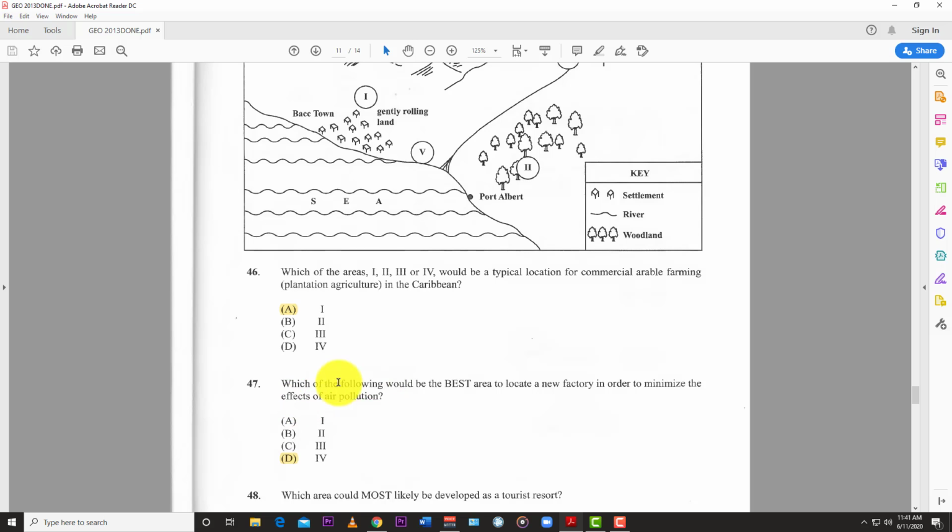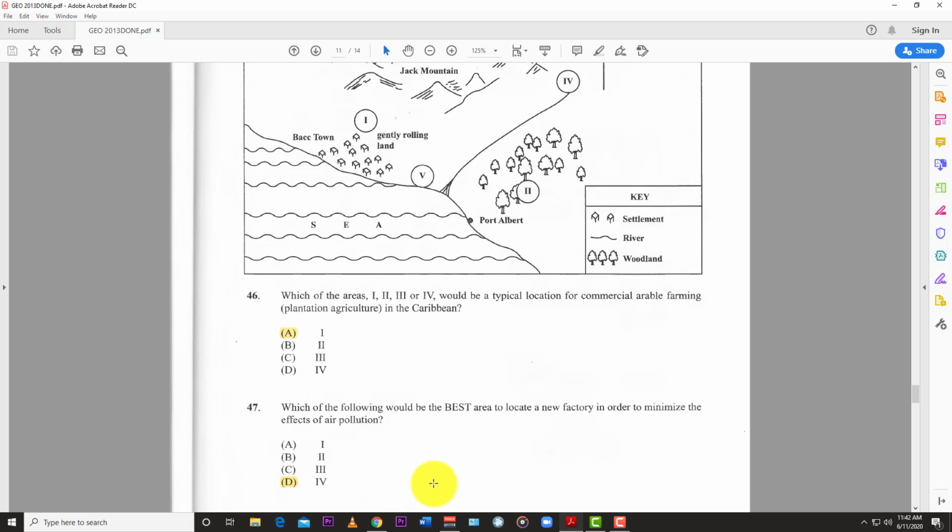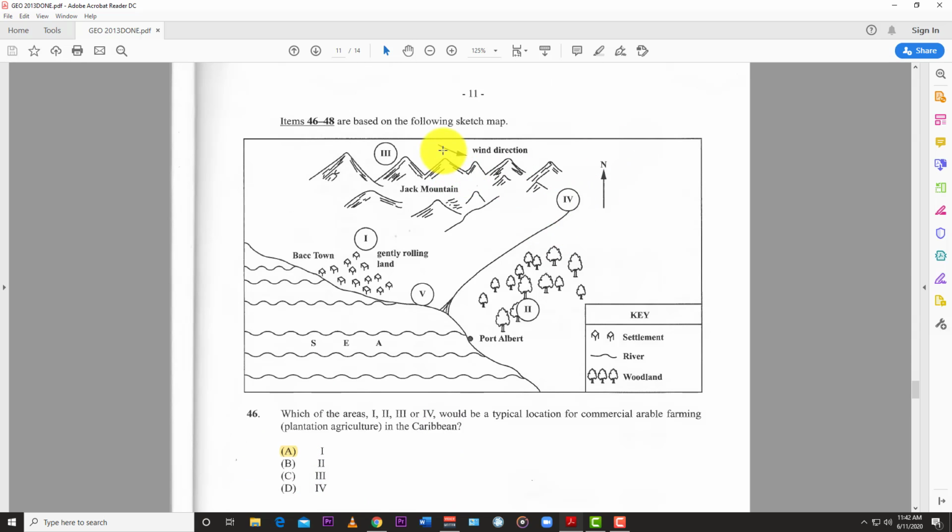Number 47, sorry. Which of the following would be the best area to locate a new factory in order to minimize the effect of air pollution? And so the answer here would be 4, which would be D, which is here, because it's where the wind direction is.